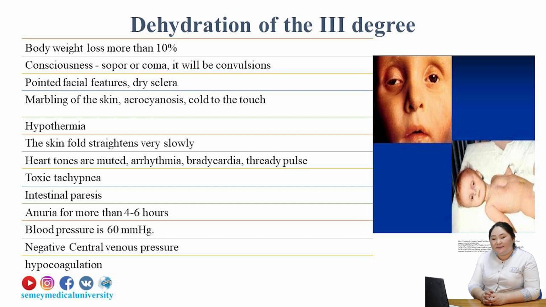Severe diarrhea, dehydration of third degree, is characterized by loss of more than 10% of body weight. Consciousness will decrease to sopor or coma, and the patient has dry sclera, dry skin. The skin pinch goes back very slowly. Hypothermia and tachypnea can be present. Heart tones are also muted. Anuria is present in this form.